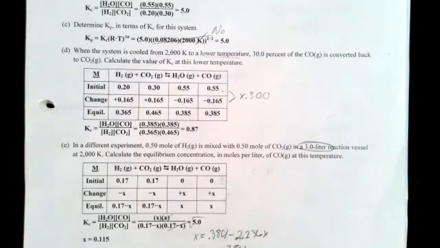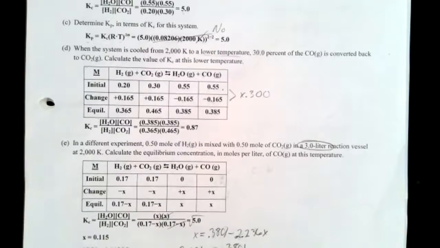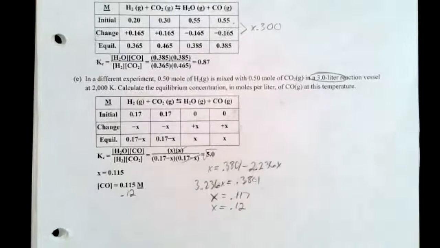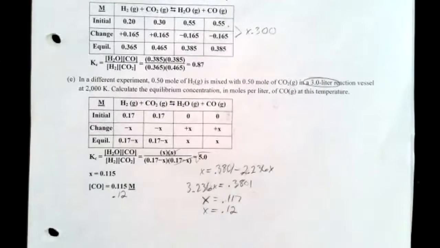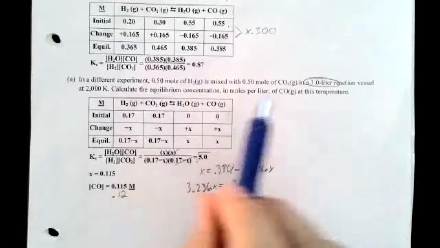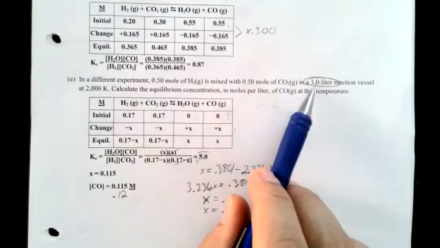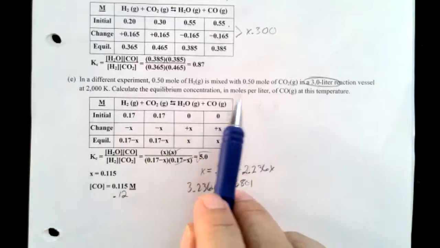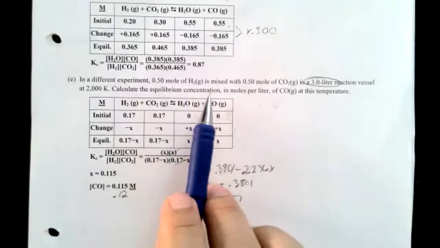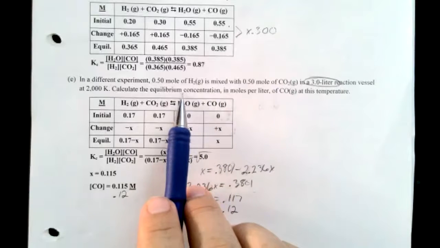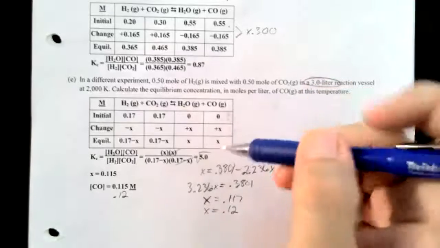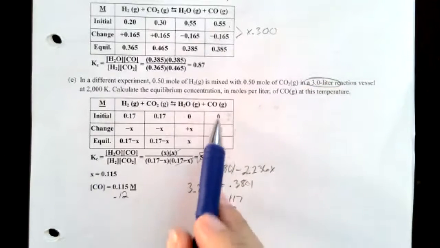Something on D? Well, E, in a different experiment, 0.5 moles of H2 and 0.5 of CO2 in a 3 liter container. There we go. So what do we want? Calculate the equilibrium concentration. So what's the concentration of CO? What we're looking for is this box here, the equilibrium amount of carbon monoxide.